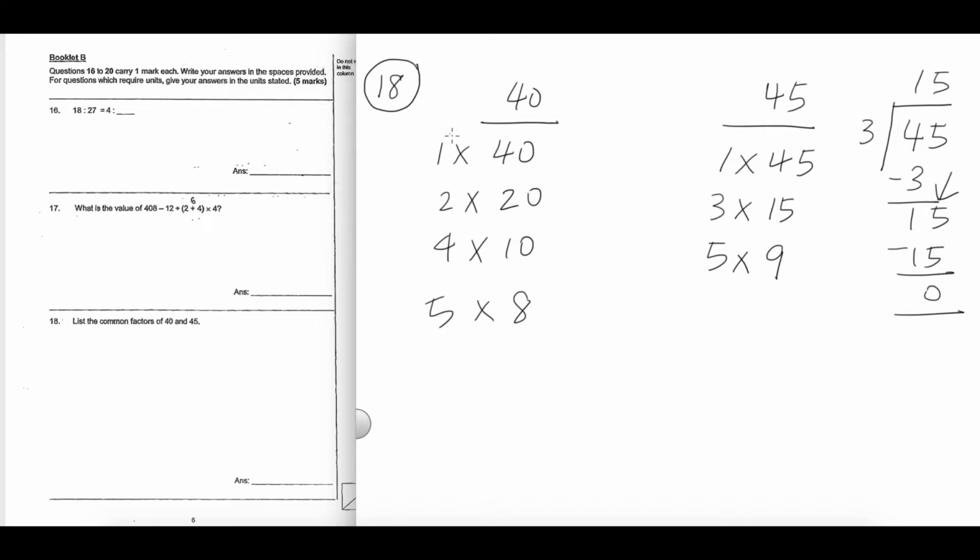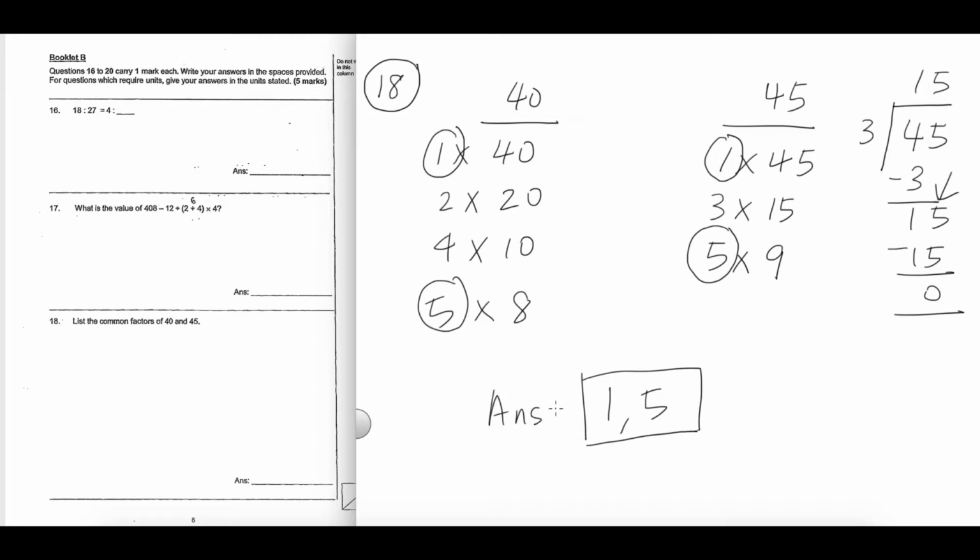So I'll circle the common ones. 1, 1, 2 don't have, 4 don't have, 5, both have a 5, 6, 7, 8, 9, 10, yeah, that's all. So your common factors are 1 and 5, and that will be your answer. Very straightforward, a little bit tedious, but guys, it's prelims, it's PSLE. They're not going to be very easy on you.